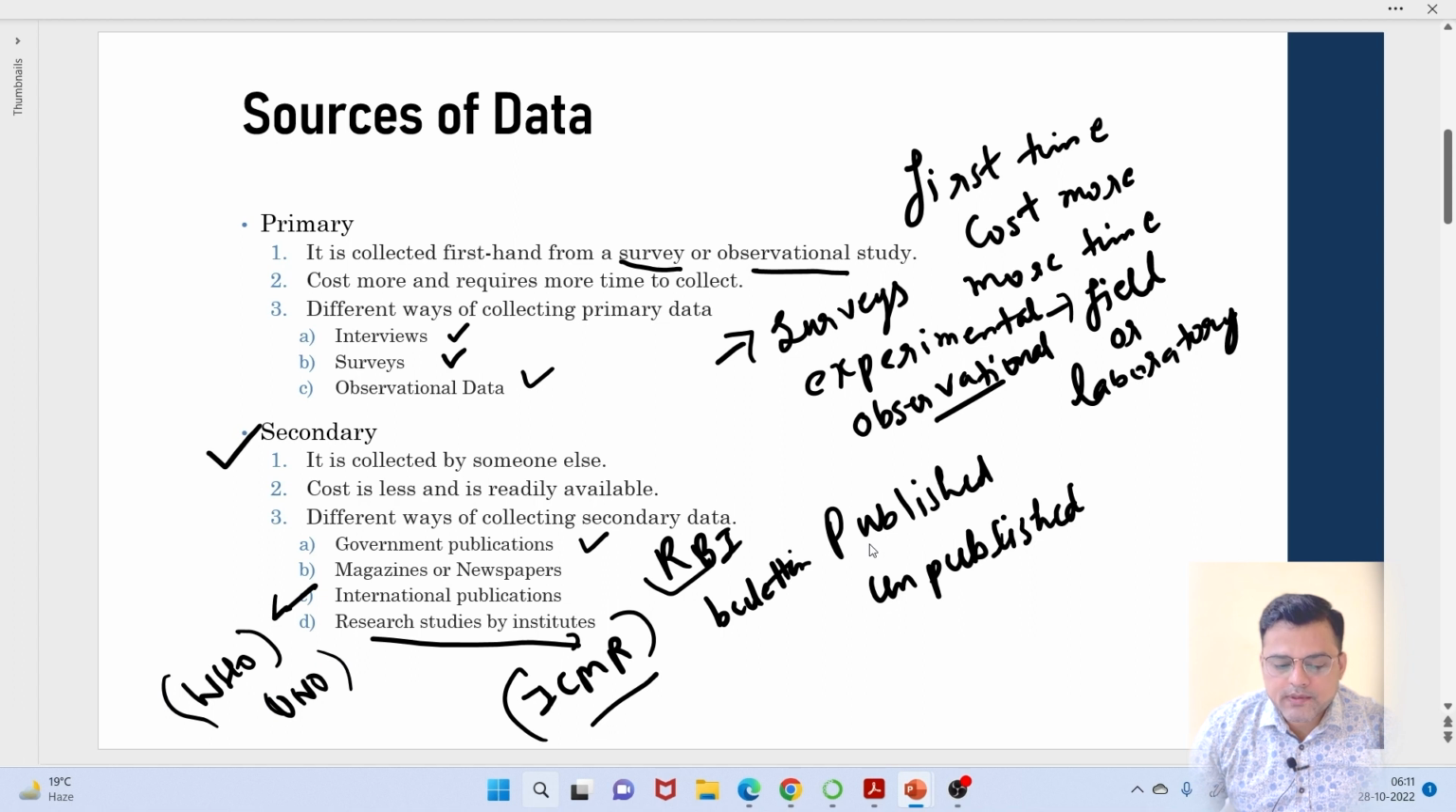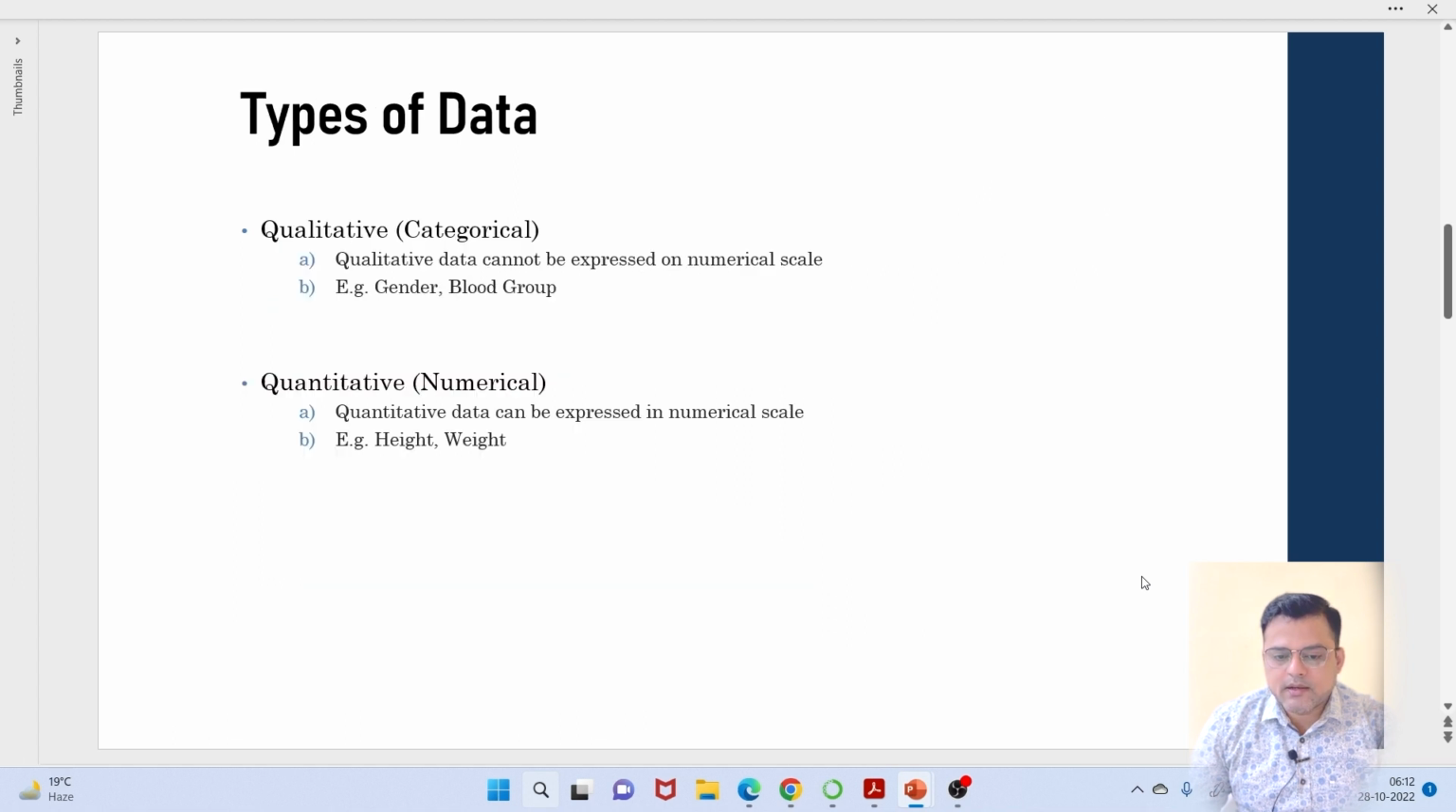The advantage of secondary data is that it costs less because it is readily available, and it requires less time to procure. So these are the differences between the primary data and the secondary data.